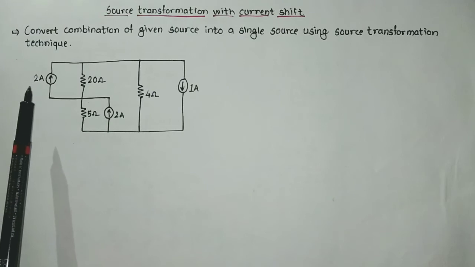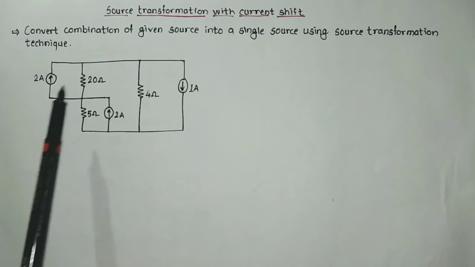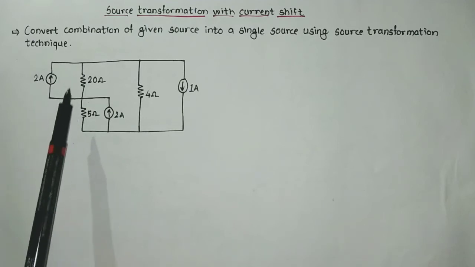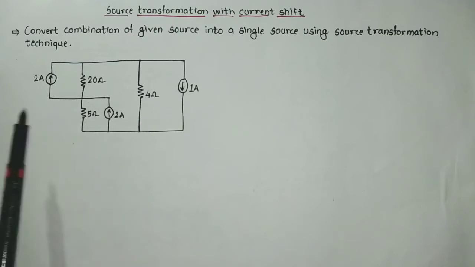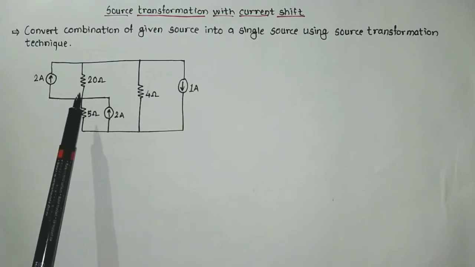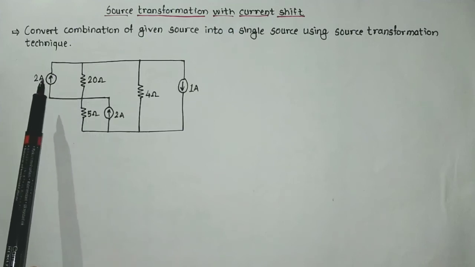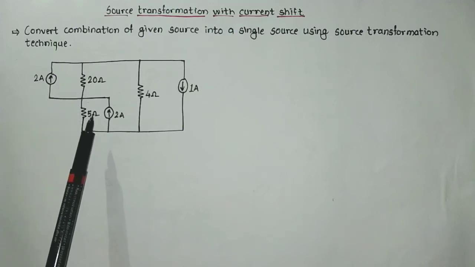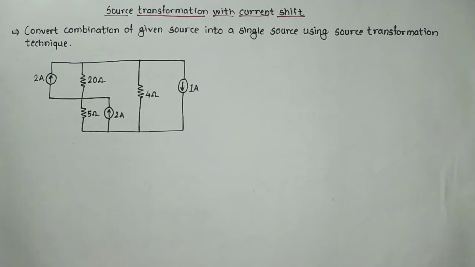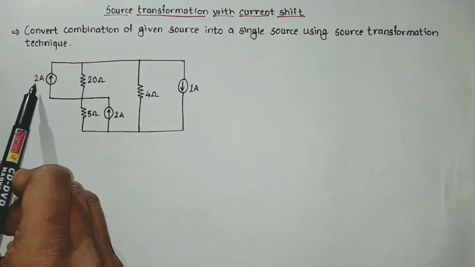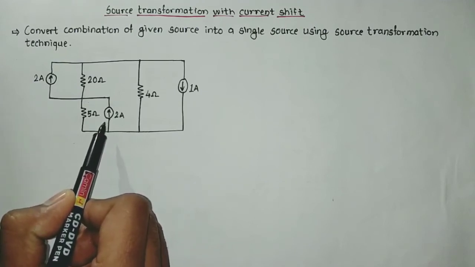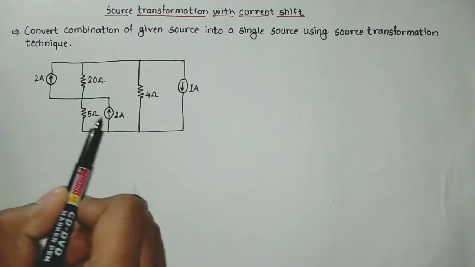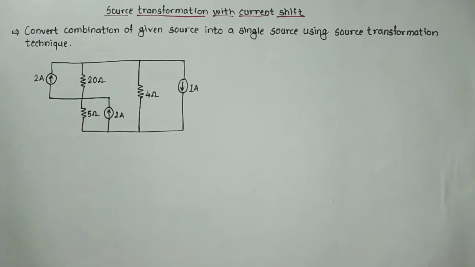We know that the current shift can be applied if a current source is in parallel with a combination of series resistances, or vice versa. That is, if a combination of resistances is there and the same current source is also there, we can use the current shift technique. Now you can see that this 2 ampere current source and this 2 ampere current source have the same direction, and as they have the same value, we can use the current shift technique here.